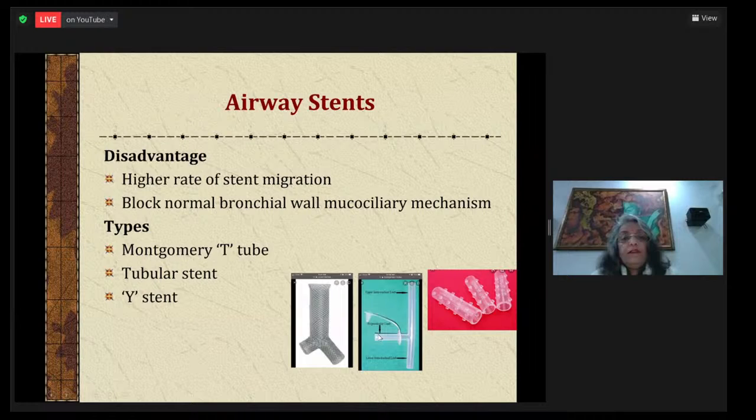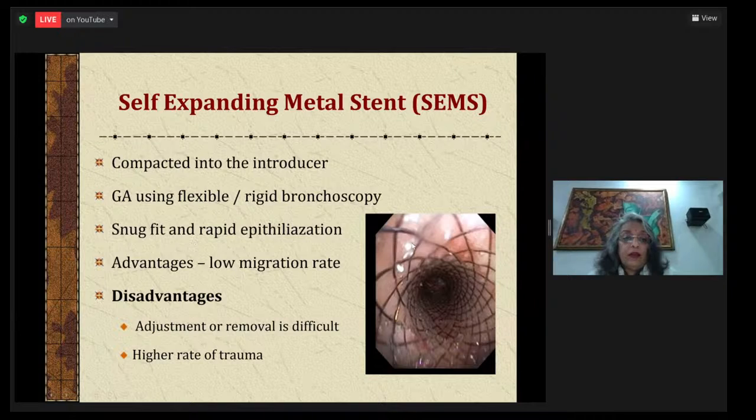Expanding metal stent is used usually in cases which are malignant and which are not amenable to surgery. They are compacted in a reducer. General anesthesia using a flexible bronchoscope is used. Rigid bronchoscope gives a snug fit, but rapid epithelialization happens. It has a lower migration rate. Adjustment and removal is very difficult. So if you inflate it at a wrong place, it would be very difficult to reposition it, and it has a very high rate of trauma.